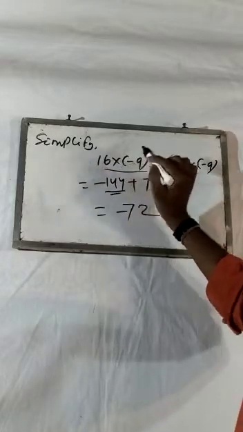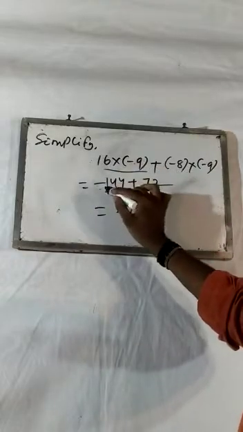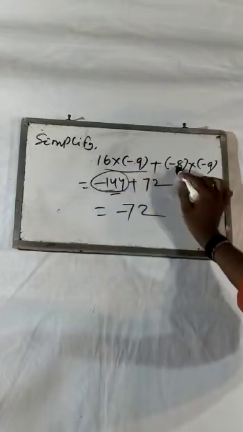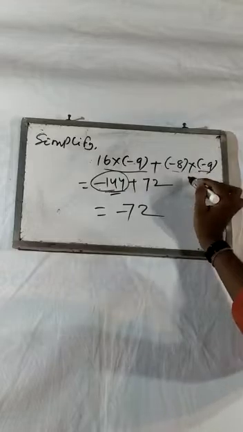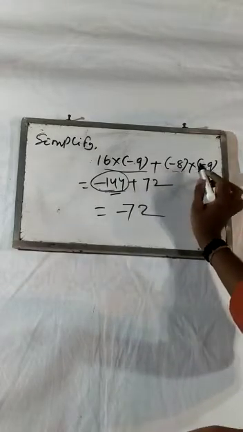As one number is positive and another number is negative, and they are multiplied, positive into negative is negative. Minus 144 you got. And here, both the numbers are in the same sign. So what will be your result? The result will be positive. So 8 into 9, 72.